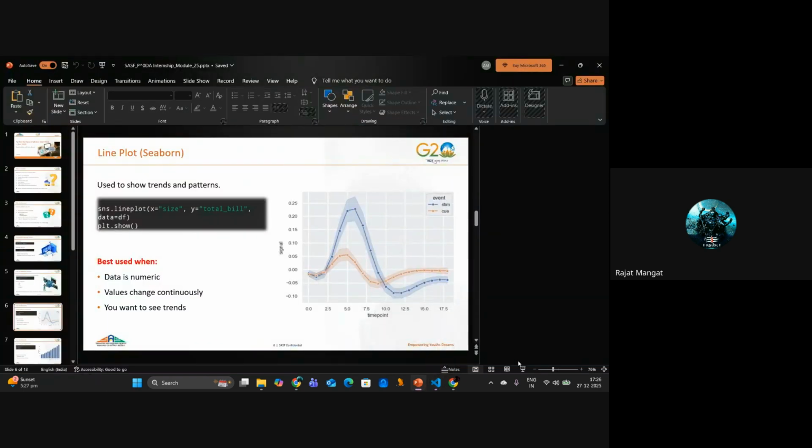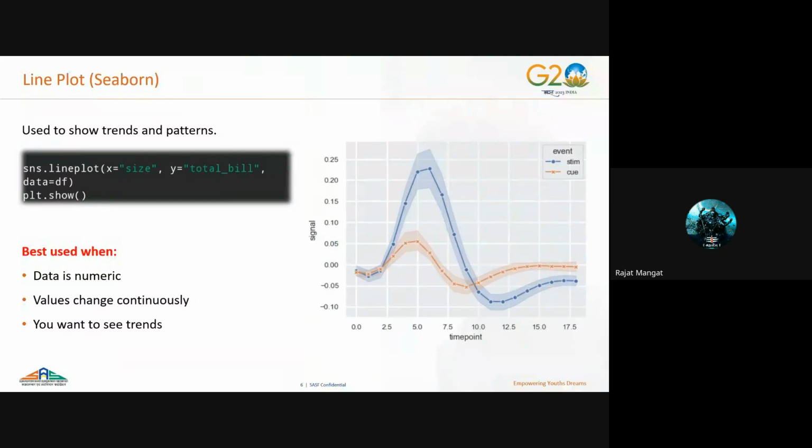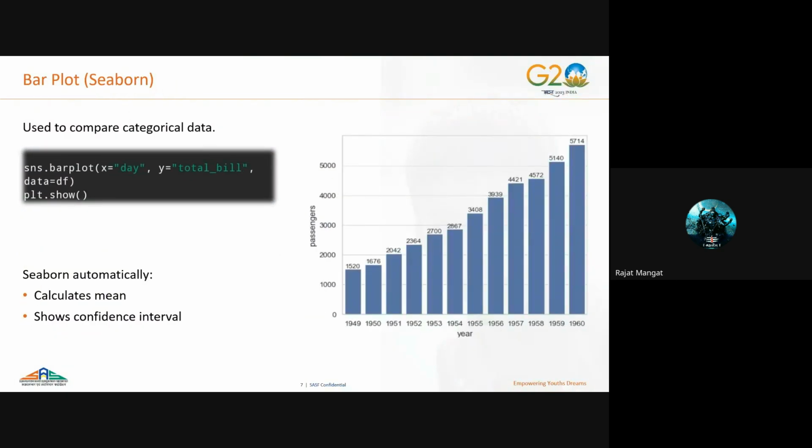Okay, let's move to this slide now. Now let's see about bar plots. They are used to compare categorical data. Categorical data means basically when you have some numbers on the y-axis, but on the x-axis you have some categories, like smokers, yes or no, or genders, male and female. These are all categorical data.